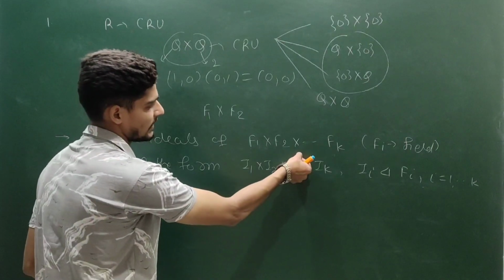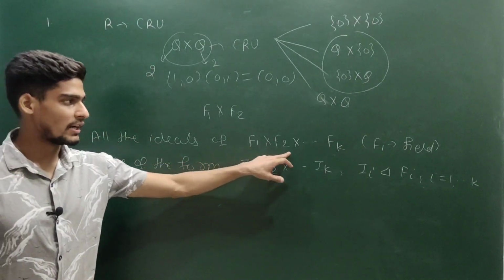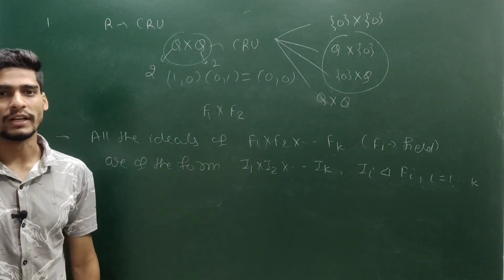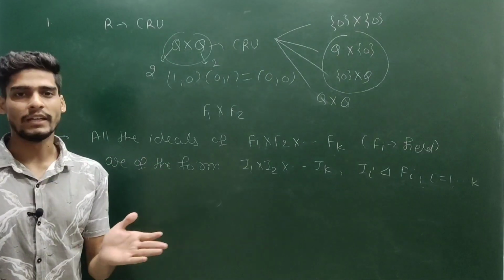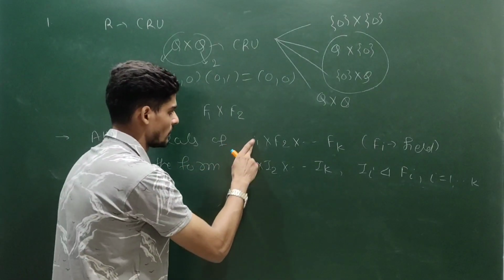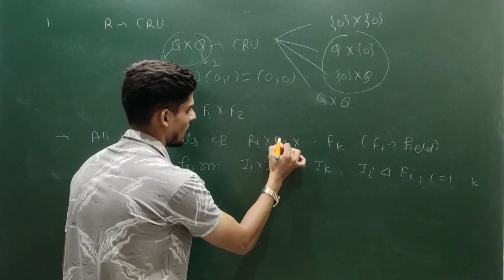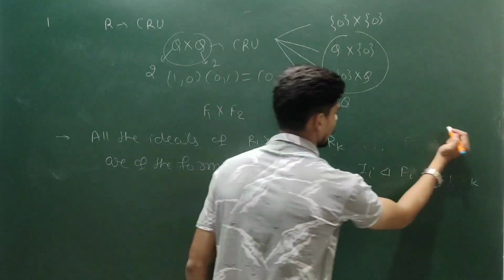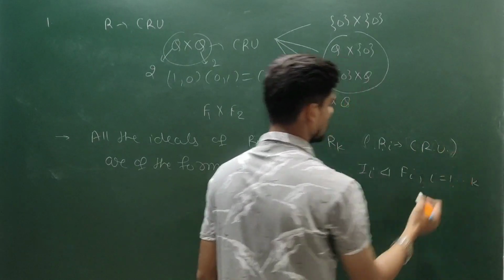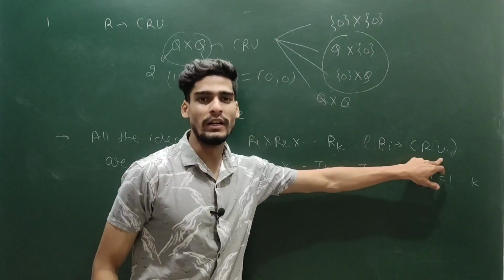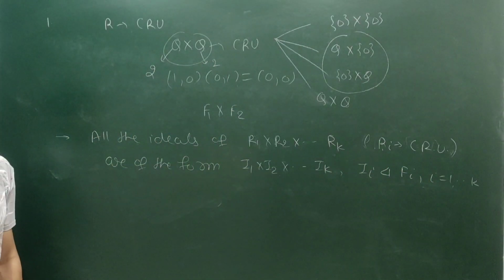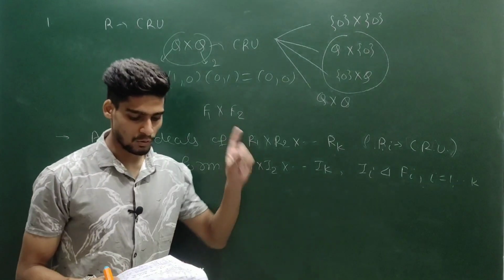And the statement I have written here is also valid for R1 cross R2 up to Rk, the finite product of rings, but those rings should be commutative with unity. If you lose unity or commutativity, you cannot write this. So you can generalize this statement: R1, R2 up to Rk, where each Ri is a commutative ring with unity. If you lose commutativity or unity, this statement will become false. Again, this is valid for a finite product. So this option is false.